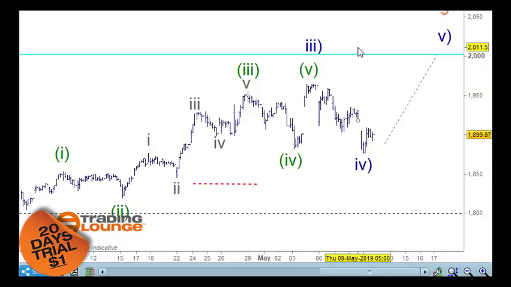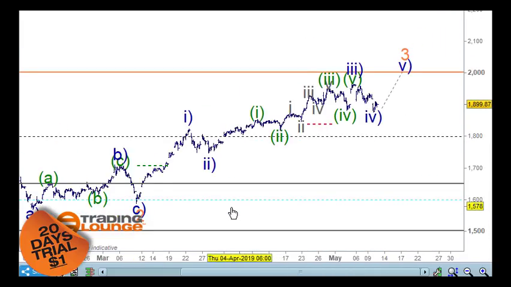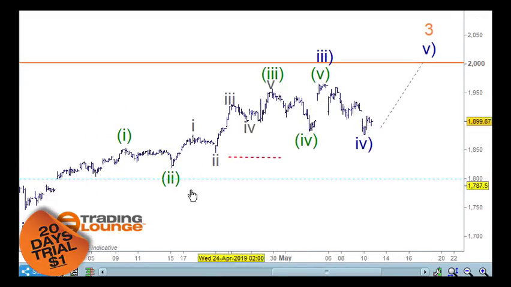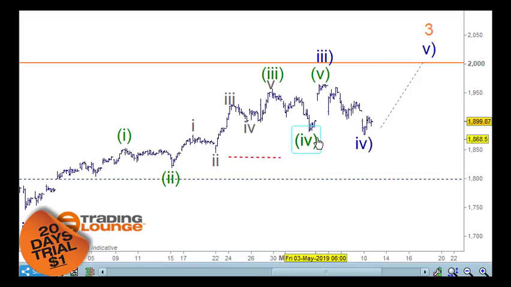I'm not sure what's done here. Okay, so just double checking everything. 1 and 2, 1, 2, 3, 4, 5, third, fourth. That might even be that part there too. Oh no, it's got that extra. Oh no, that's right. All of this can be part of this wave 4 here, but it doesn't really matter at this stage.